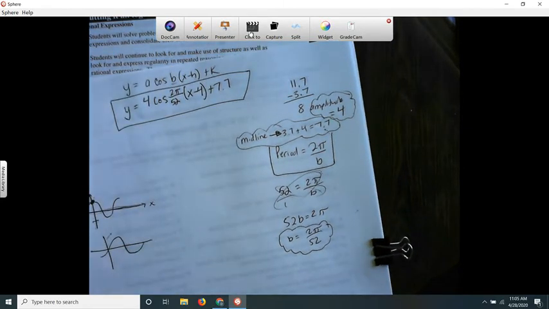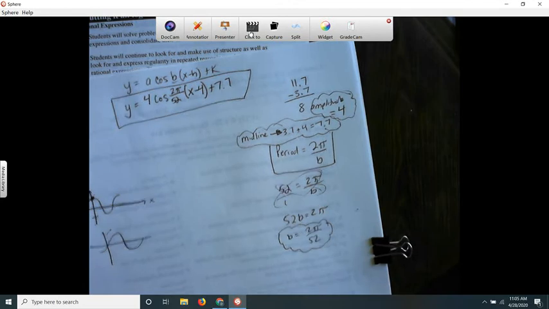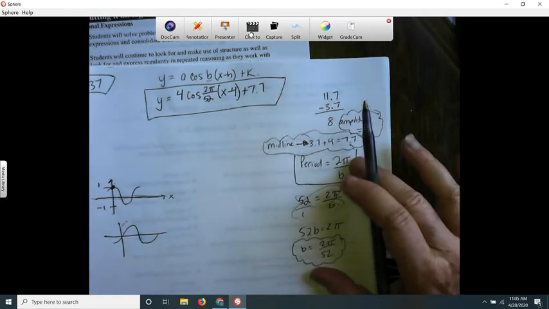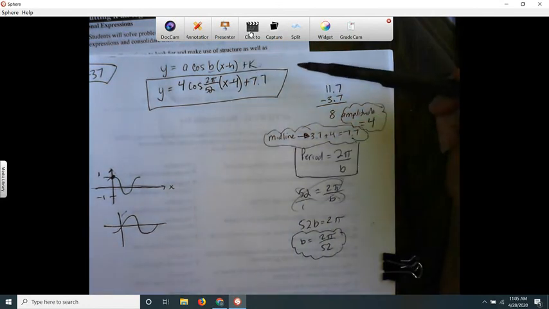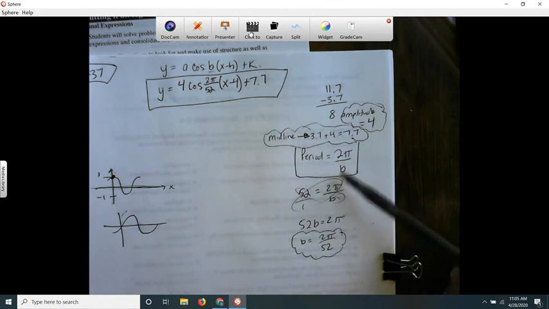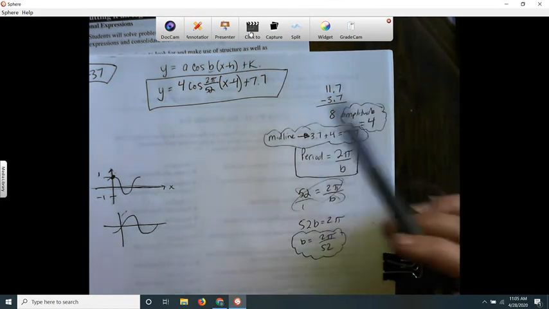So it's a little tricky, but you just have to remember the graphing form of a sinusoid, and you have to remember that the period is 2 pi over b. You have to remember what amplitude is. You should be okay.